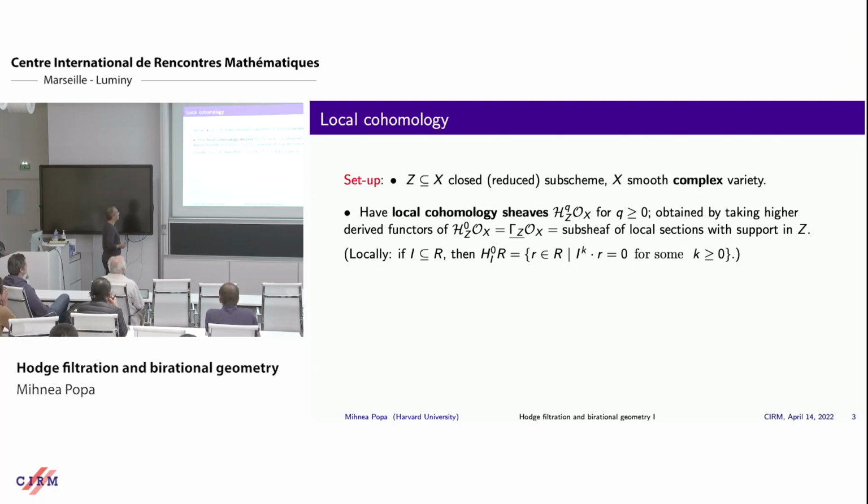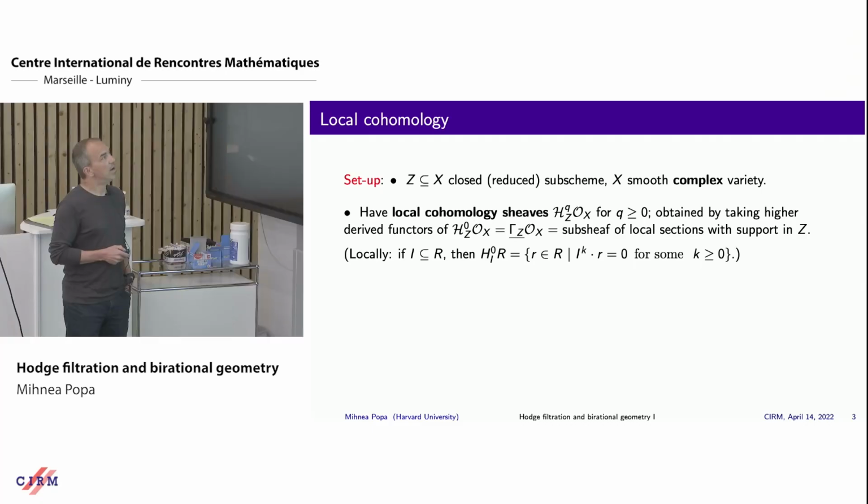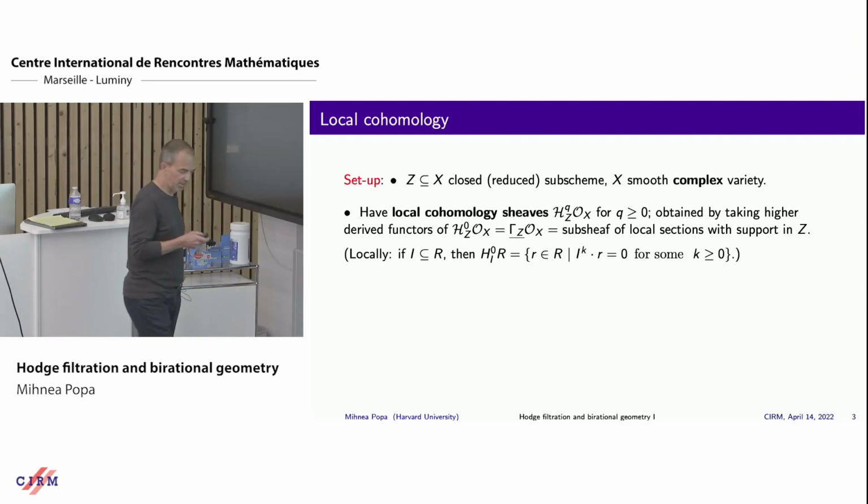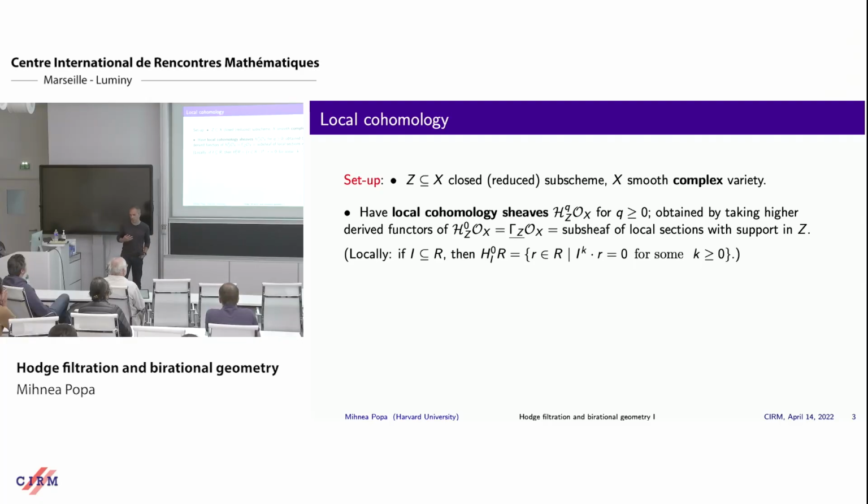Here's the setup, the general setup, very basic. We have a closed subscheme of a smooth complex variety, and usually we will assume that this subscheme is reduced. We can just make this assumption uniformly. And we're going to look at what's called the local cohomology sheaves of this subscheme. Okay, and in particular, local cohomology associated to the structure sheaf for this talk, or sometimes to the canonical bundle. This will also come into play later on.